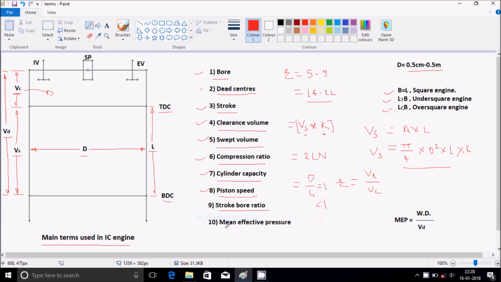Next is the mean effective pressure. It is the average pressure acting on the piston during the power stroke, called mean effective pressure. This mean effective pressure is calculated by the formula work done by the engine divided by total cylinder volume. Thus we get the mean effective pressure. So this is all about the terms that we use in the internal combustion engine.